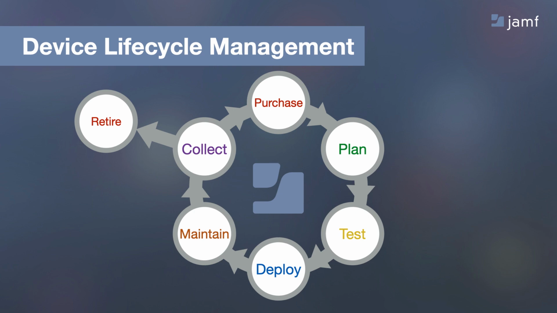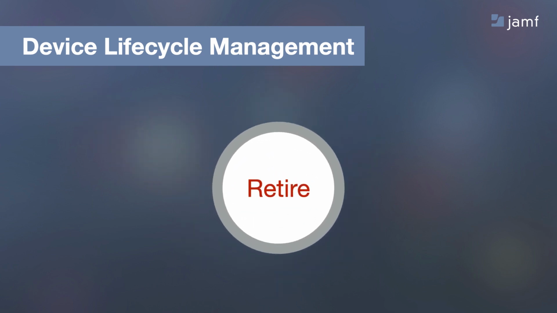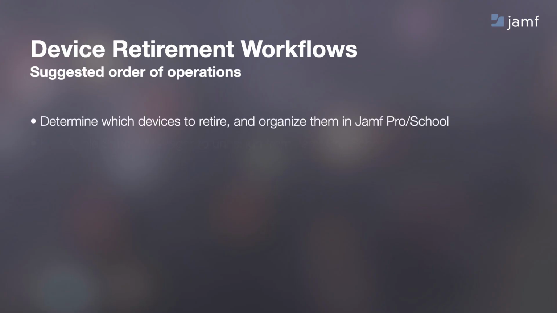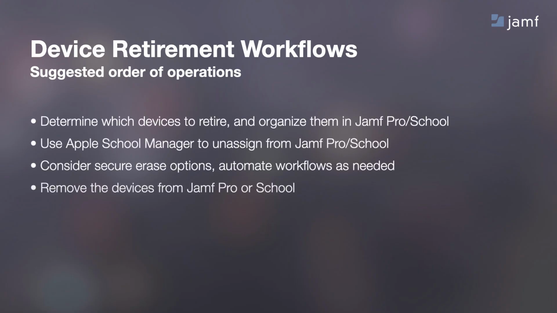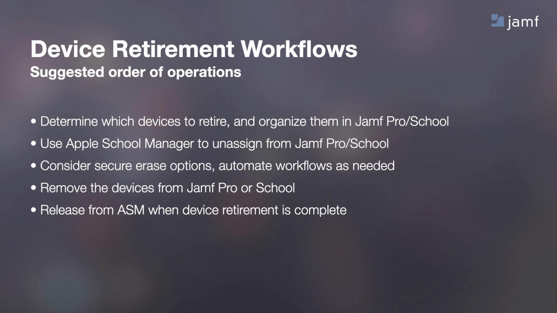And then let's focus finally on the retiring aspect of the devices or offboarding those devices out of your organization. So at a high level, following this order of operations will help ensure a smooth transition of those devices out of both Jamf and Apple School Manager. First, we need to identify those devices to retire. We can use groups, whether those be static groups of a list of known serial numbers or smart groups based on things like a device model, for example.